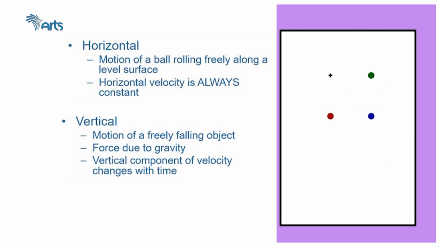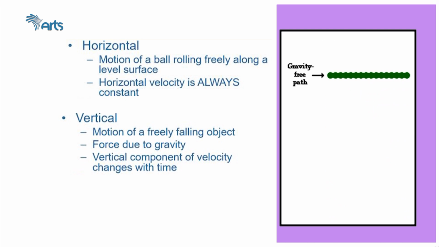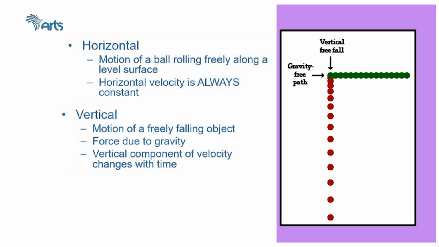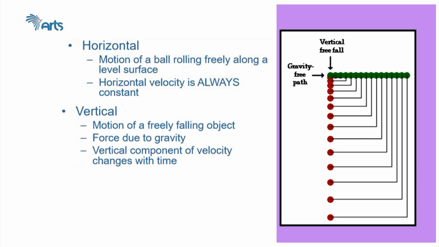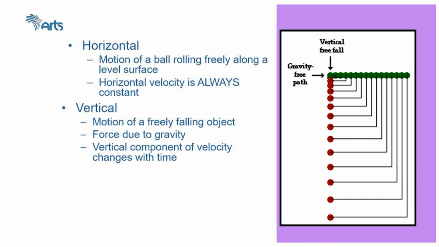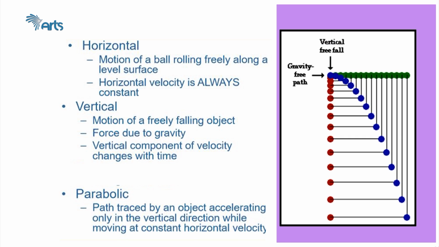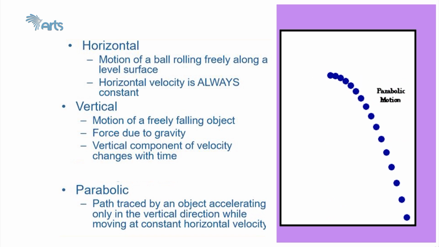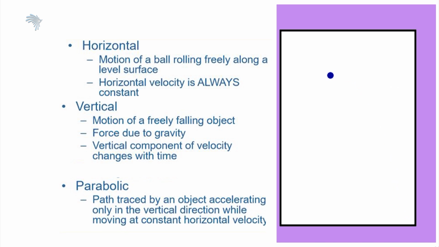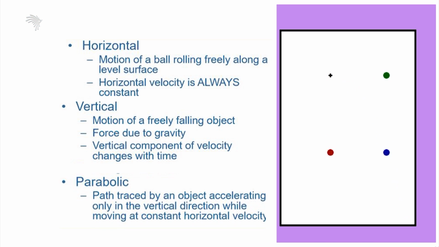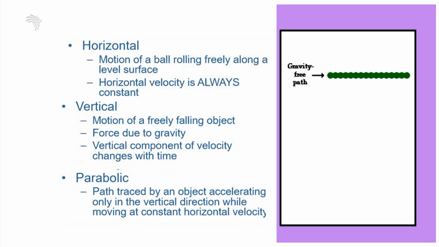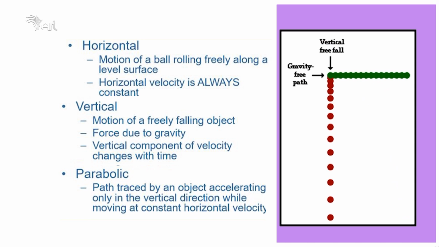Since there is an acceleration along the vertical direction, the vertical component of velocity changes with time. The combination of this horizontal and vertical motion gives us a parabolic trajectory, or path. Here you have to bear in mind that there is one assumption for such motions: there is no air resistance, or we assume that air resistance is neglected.